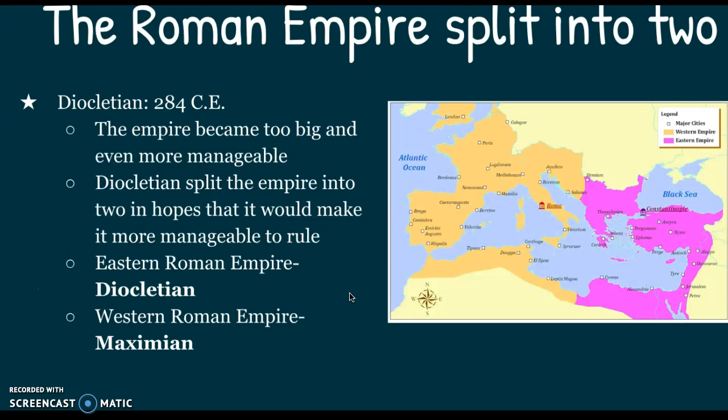So the Roman Empire splits in half. Diocletian in 284 is going to say, okay, this is too unmanageable. I can't manage this large landmass with all of these problems, so I'm going to divide it in half. So Diocletian takes this eastern half, and it's called the Eastern Roman Empire, and he's going to give this other western half to Maximian. This is going to fall. This will stay till about the 1400s.